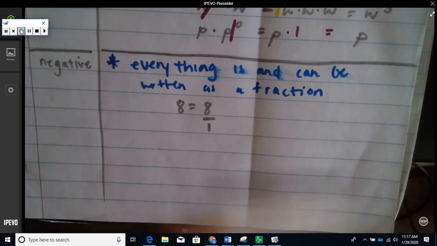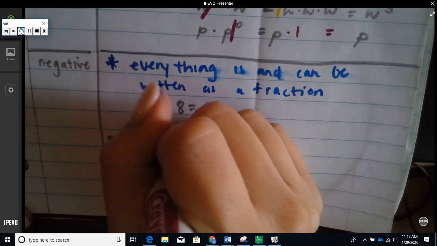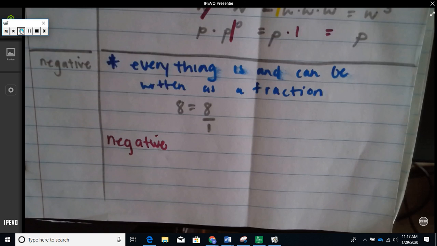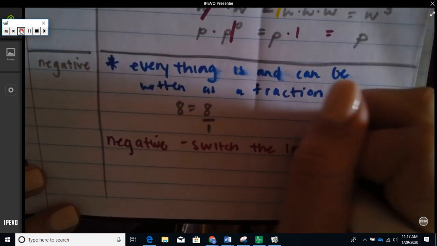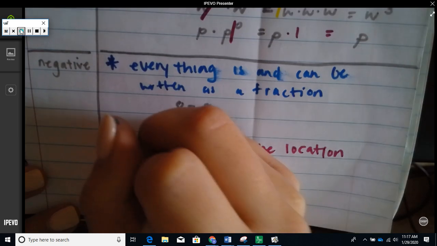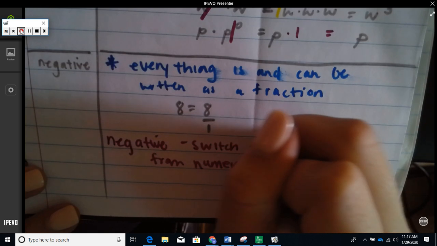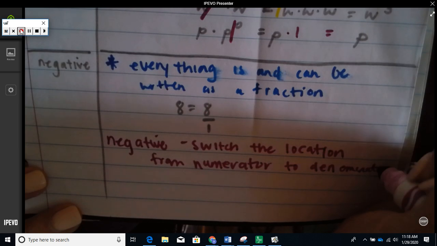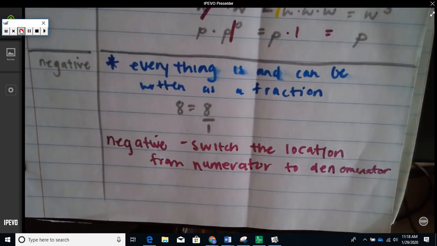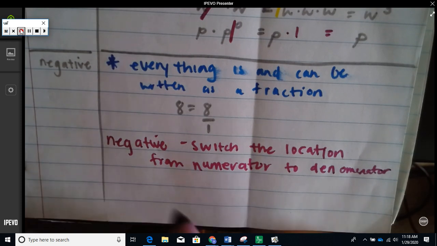Now, when you have negatives, this is why it's important. When you have negatives, they make you switch the location. So if you're the numerator, you become the denominator, and if you're the denominator, you become the numerator. So here you switch the location from numerator, from the top one. So if you're at the top, then you go down, and if you're at the bottom, then you go up.